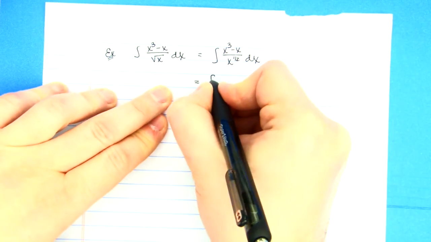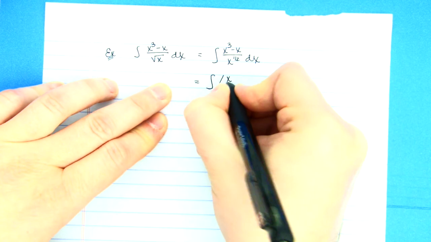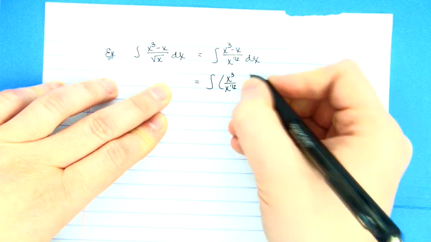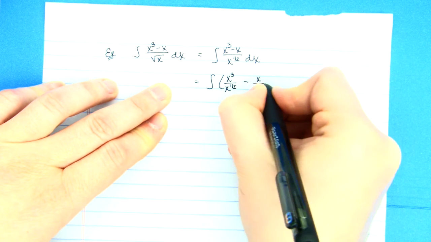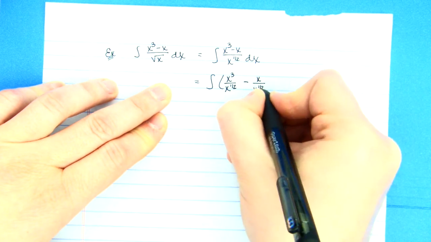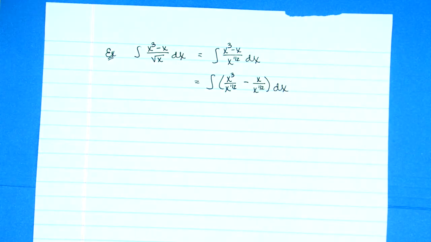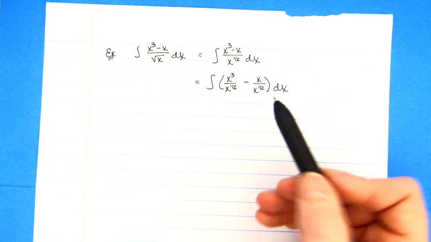I can turn this into the integral of x to the third over x to the 1/2 minus x over x to the 1/2 dx. I'm definitely still not ready to go integrate. We need to go use our laws of exponents on this. Can you take a moment, simplify what's inside the integral?